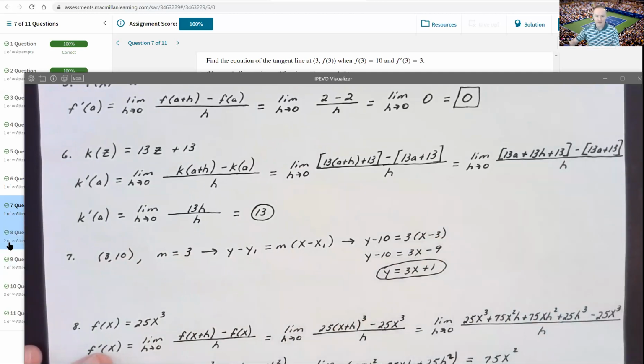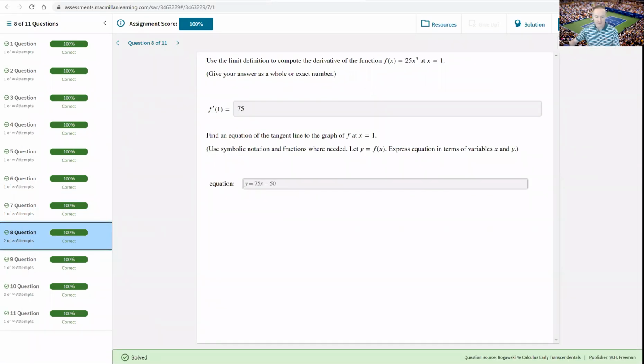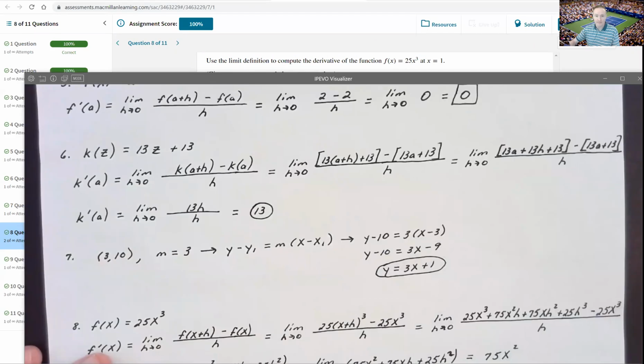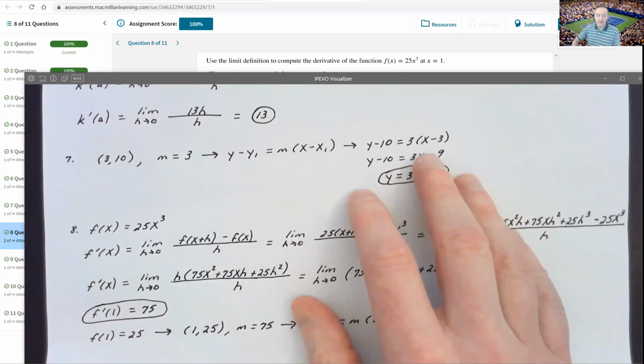Now, if you're like me, you're thinking, well, that was not a very fun problem. I didn't have to use the definition of a derivative at all. I know, I'm not sure what they were thinking there. The next one is better.